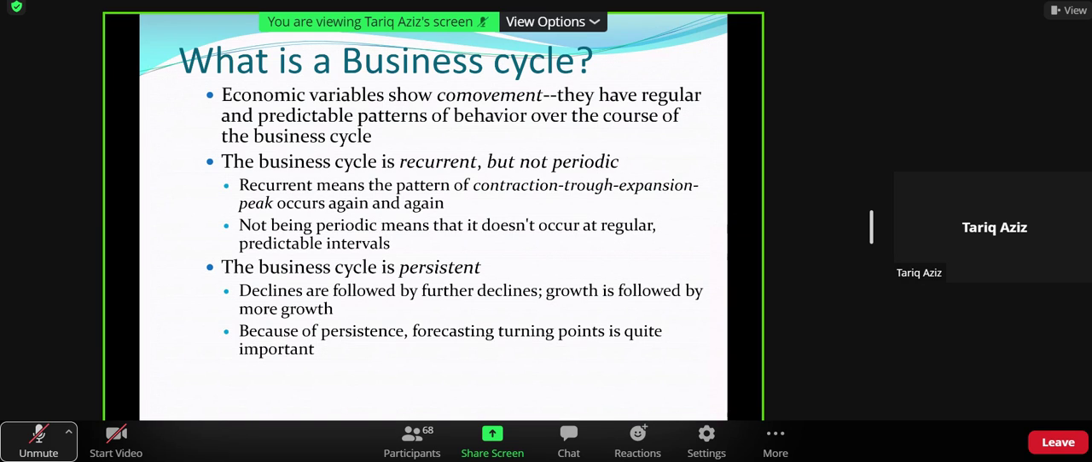Persistence means the change is not very frequent. So because of persistence, forecasting turning points is quite important. If economic activities are decreasing, when they will again start increasing, it is important to identify these turning points. So economists normally try to identify the turning points.